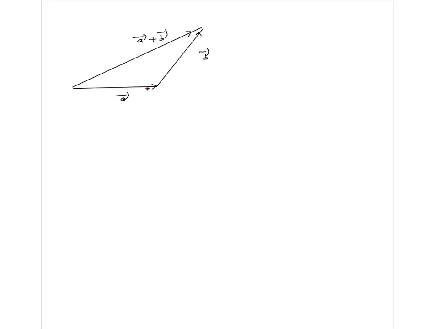So the length of this side will be mod A. I'm just writing mod A for that. Length of this, or let me use this symbol only. Now you are dealing with triangle geometry-wise. So the sum of two sides is more than the third side. So we have this rule.